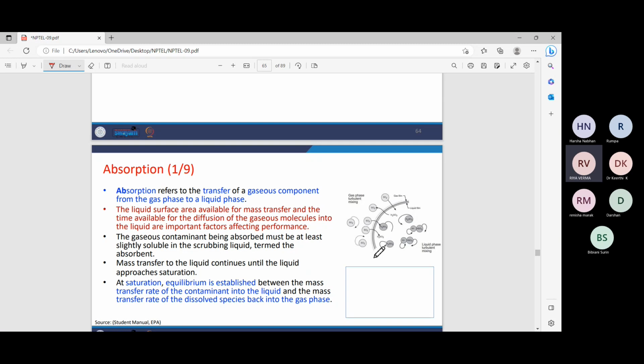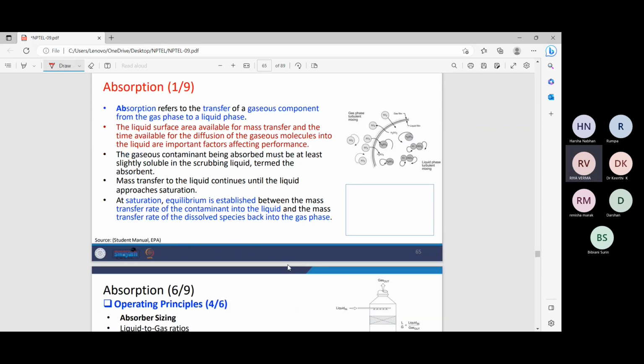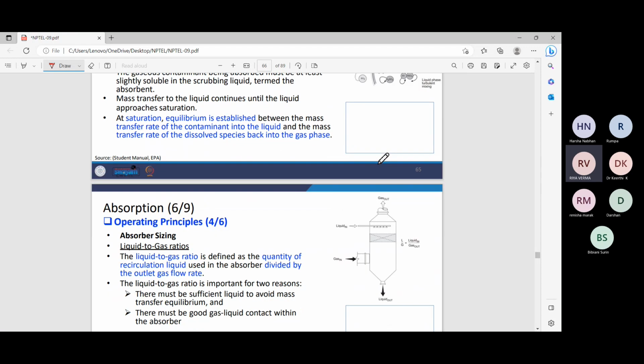And the gaseous contaminant being absorbed must be at least slightly soluble in the scrubbing liquid, which is termed the absorbent. And at the saturation point, an equilibrium is established between the mass transfer rate of the contaminant into the liquid and the mass transfer rate of the dissolved species back into the gas phase. So this is how absorption is done.